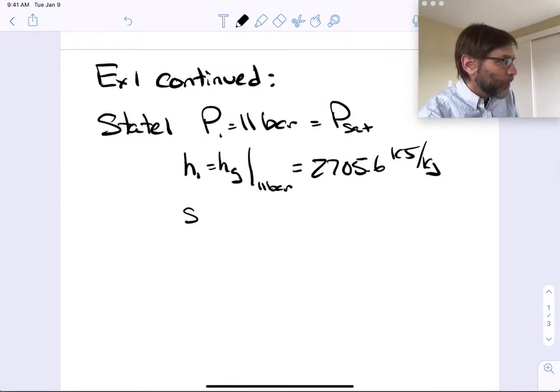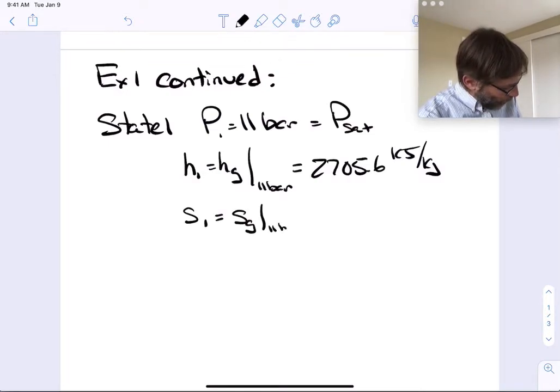And then we might need to know S as well, because we need to find the corresponding S down below, because that's the only one that has a quality associated with it. So S1 is equal to Sg at 11 bar, and that is equal to 5.5527 kilojoules per kilogram K.